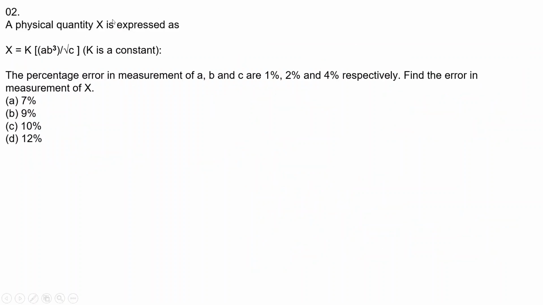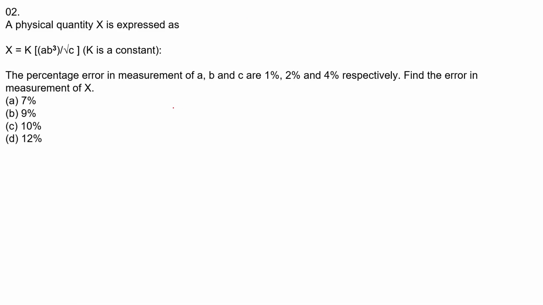A physical quantity X is expressed like this. This physical quantity X depends on these parameters A, B, C. K is a constant, but the parameters A, B, C depend in this particular fashion. We have been given the percentage error in A, B and C as 1%, 2% and 4% respectively. Find the error in measurement of X. It's written error, but here all the options are in percentage. That means we need to find out the percentage error.